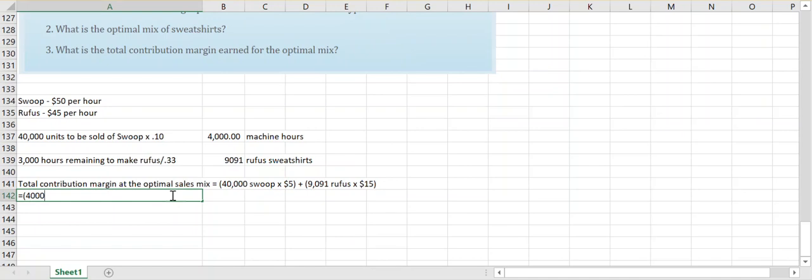Don't forget that when you're looking for the contribution margin in total at the optimal sales mix, we are always using the per unit contribution margin, not the per hour contribution margin. So our total contribution margin at this optimal sales mix would be $336,365. That's a little bit less than what we would make if we were selling all 70,000 of the Swoop, but remember, if we have a demand constraint, we can't sell that many, so it wouldn't make any sense for us to make that many.